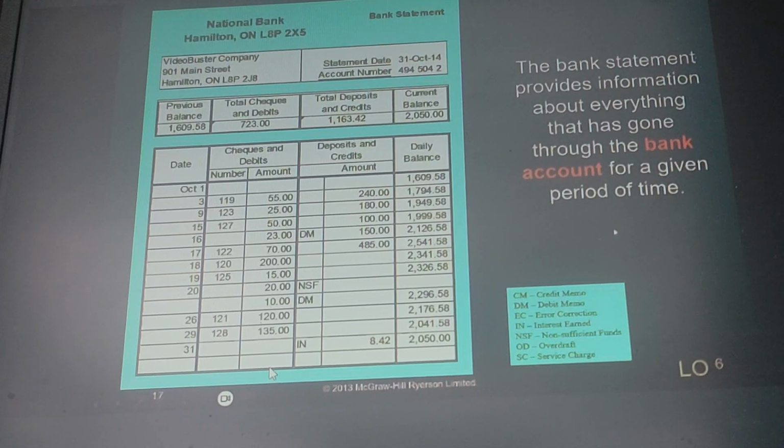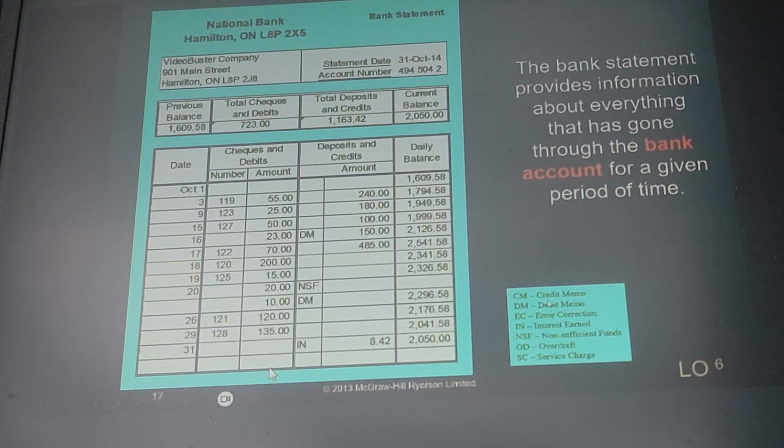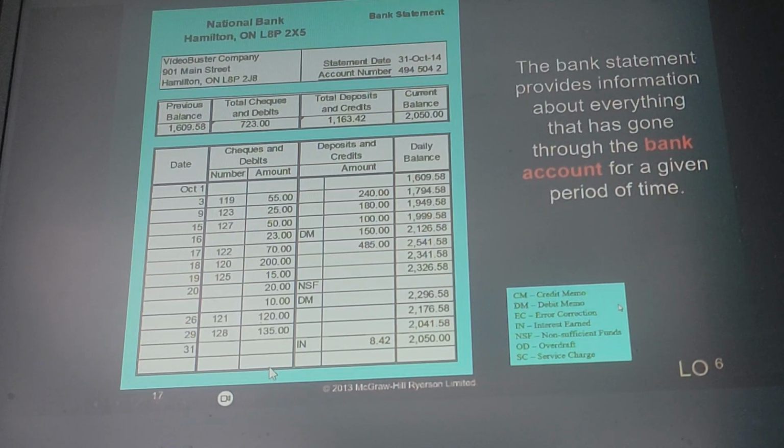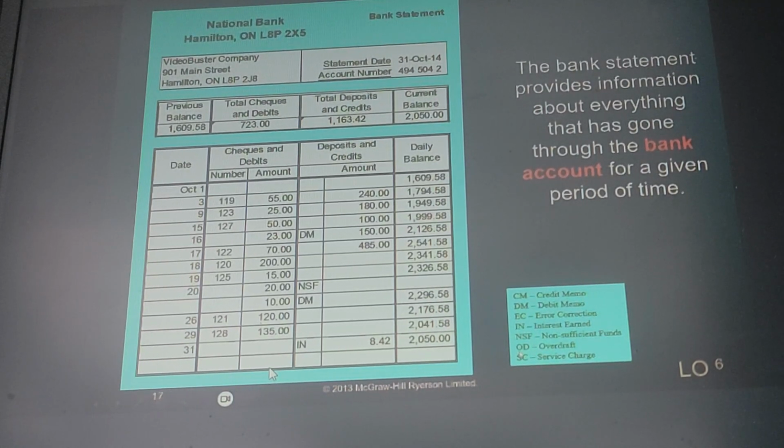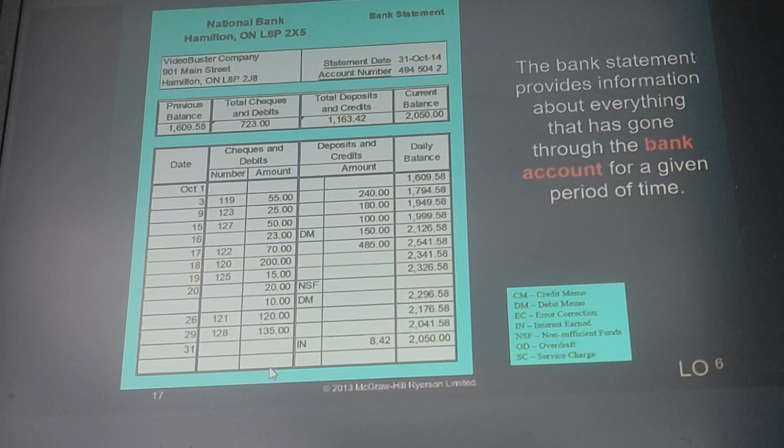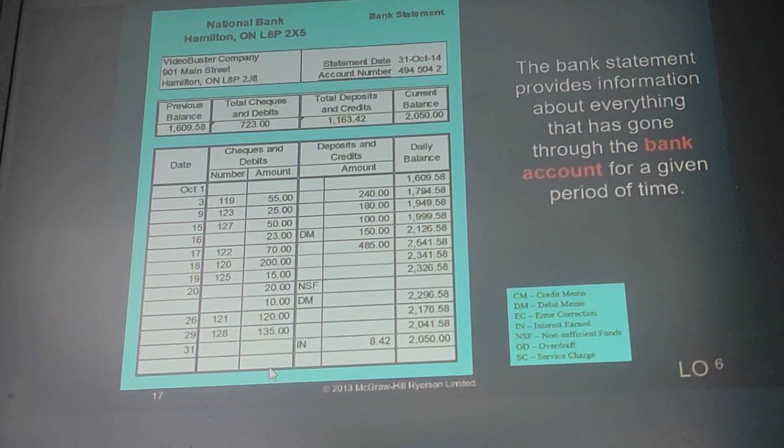These are terms used in this. So CM credit memo, DM debit memo, EC error correction, IN interest earned, NSF we said non-sufficient funds, OD overdraft, SC service charge. Okay, so usually you have it written like it's told to you, right? But it's good to know them, right?